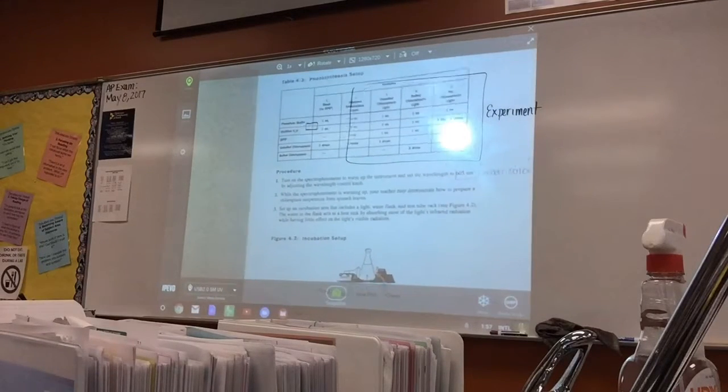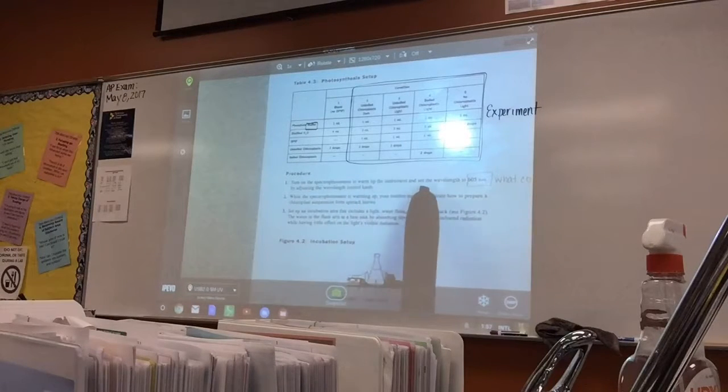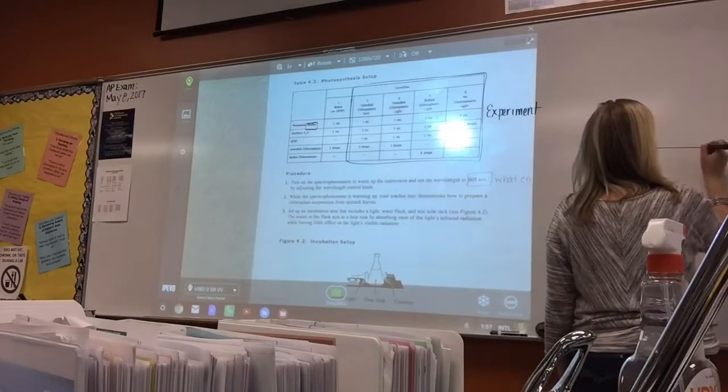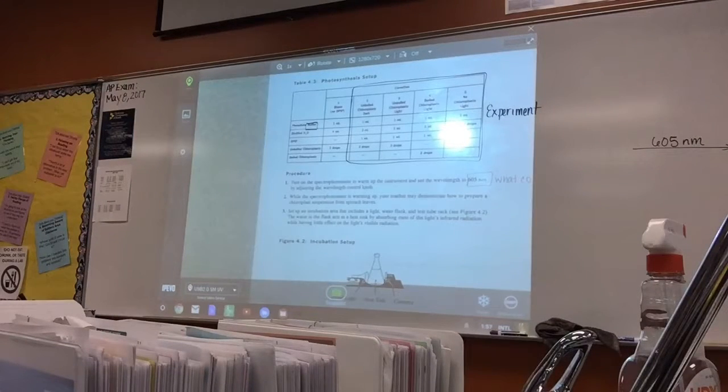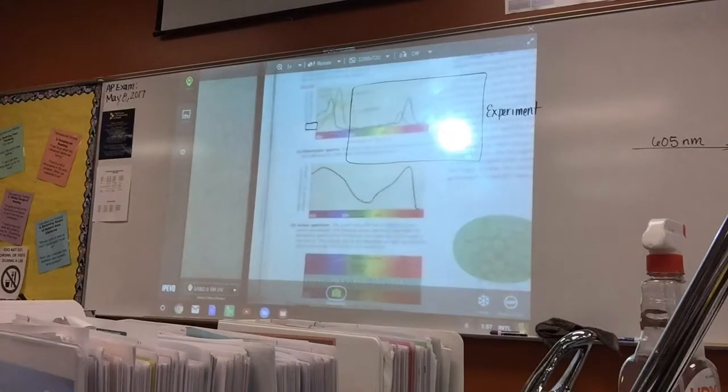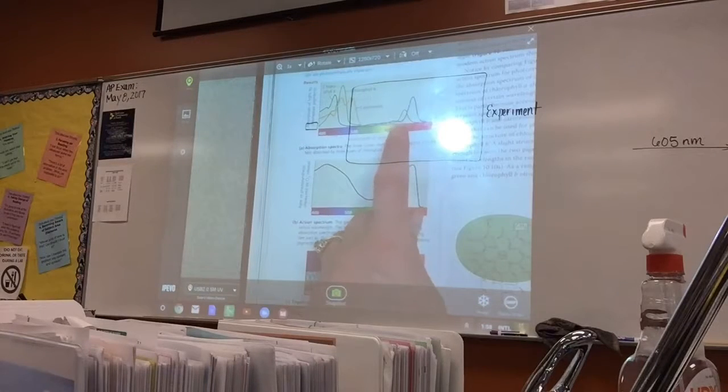So if we go back to the lab here, we are going to use the spectrophotometer at a wavelength of 605. And I put next to it, what color is that? Did you guys look that up? Did you figure out what color that is? 605 nanometers. So we're not going to change that. That's going to stay on there. So I'll throw up the colored picture here. Here's this picture. 605 is just into that orange there.